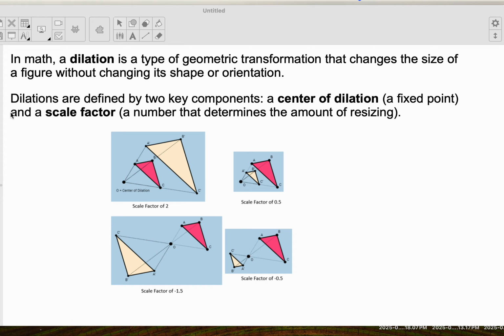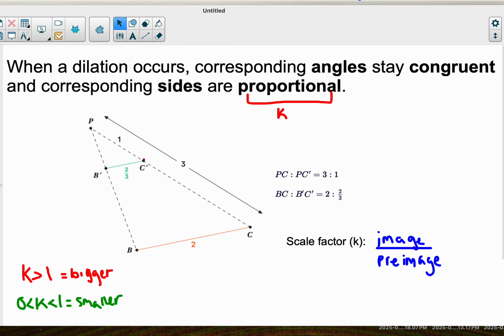So a negative scale factor changes the size, makes it bigger or smaller depending on the scale factor, but it also flips it over, or reflects it. When a dilation occurs, corresponding angles stay congruent and corresponding sides are proportional. And the corresponding sides are proportional by the scale factor. The scale factor is often called K. So if you see K, K means the scale factor.